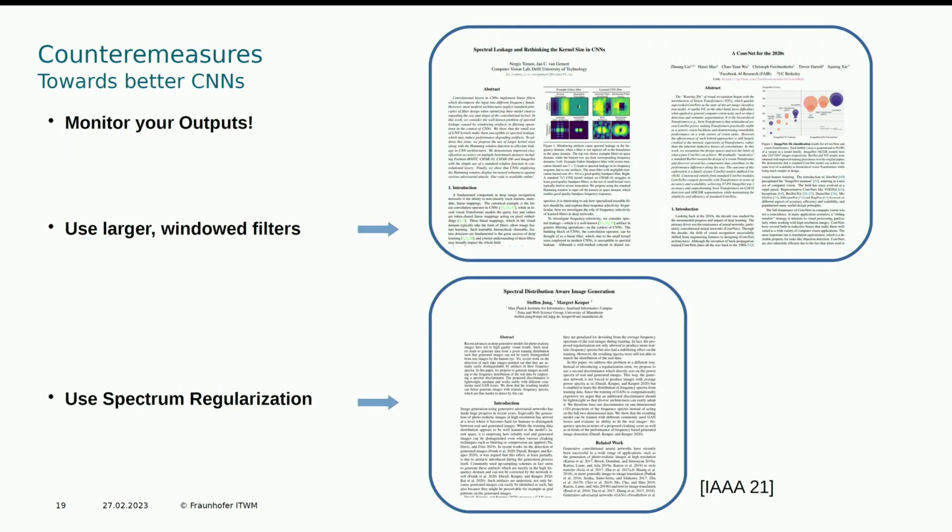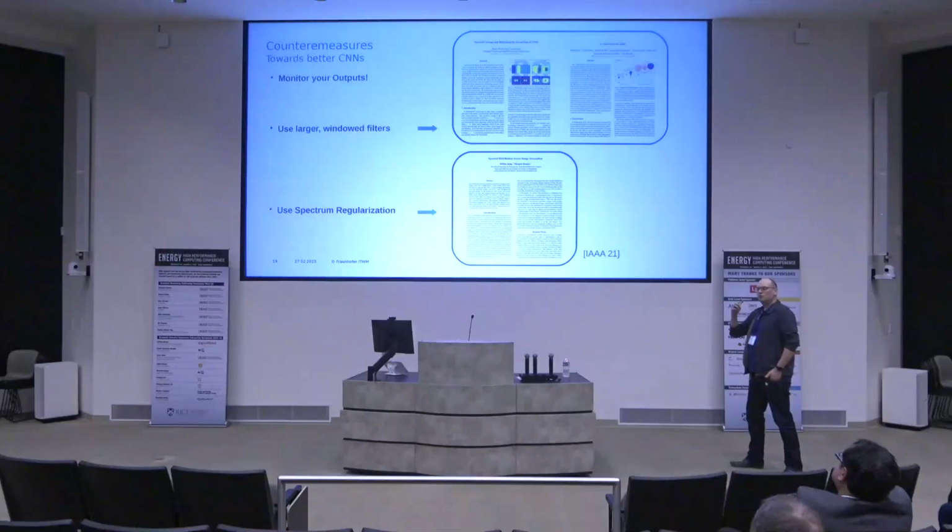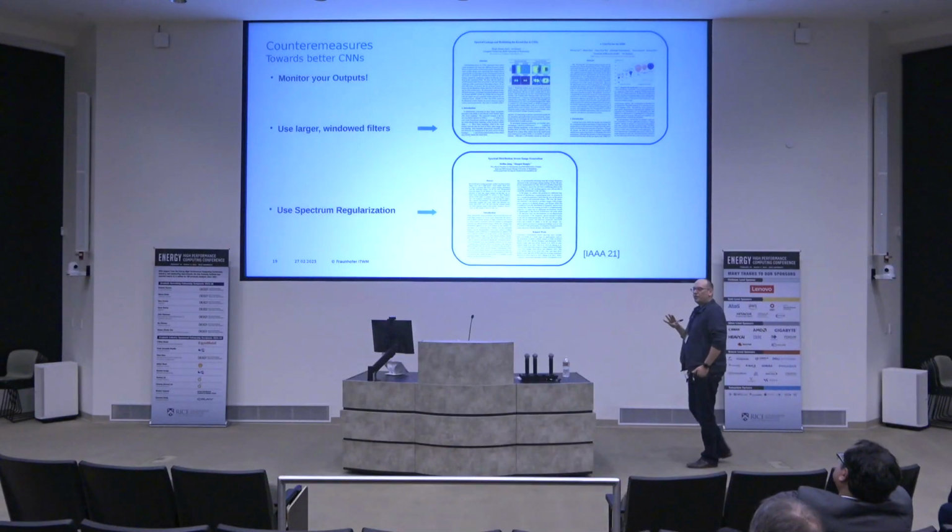Okay, so now we have all of these problems. How do we actually solve them? What's the practical impact of this? The first take-home message is you need to monitor what you're doing, especially if you're using UNet-style networks that produce output that's being used for follow-up processing.